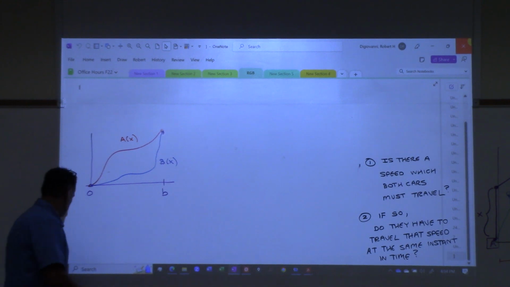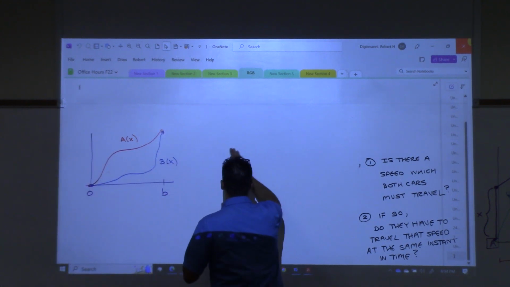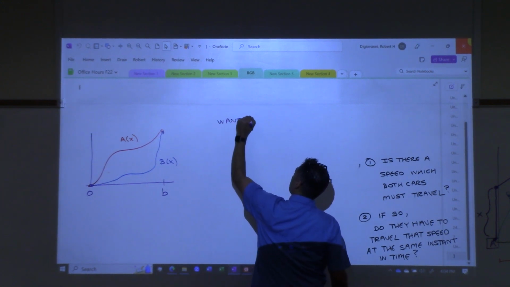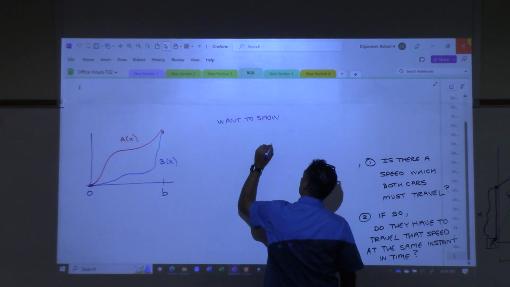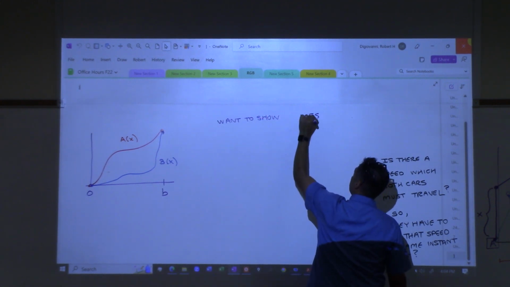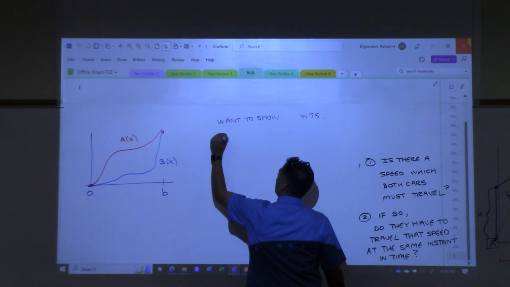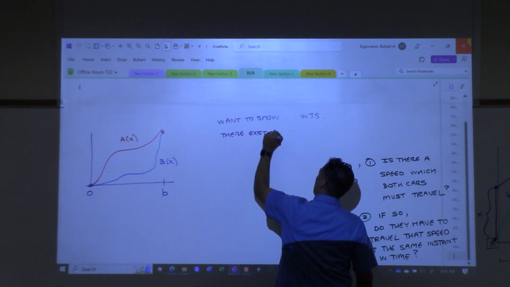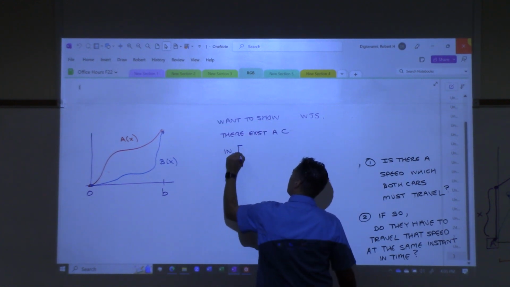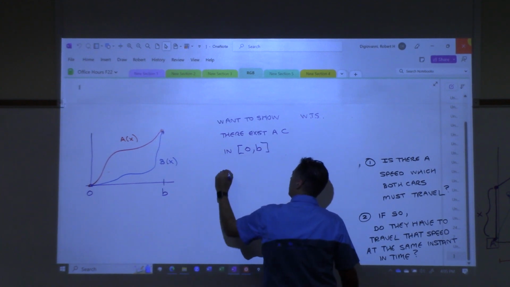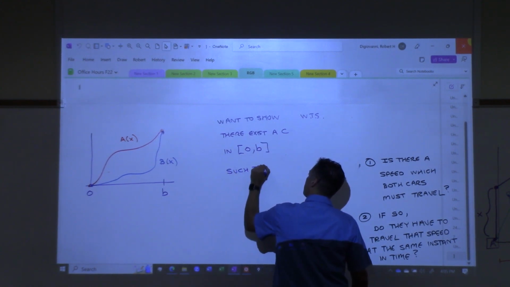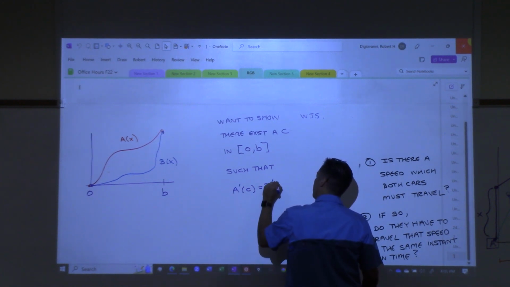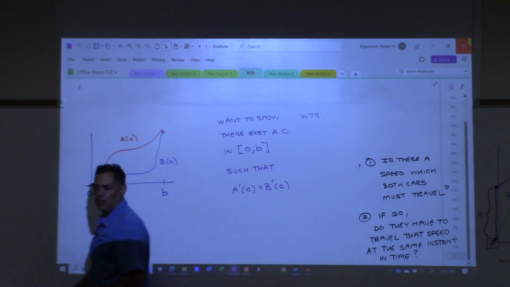Here's what I want to show you, and you'll have to tell me whether or not you agree with this as being enough. I want to show, normally in math we write just WTS for that, I want to show there exists a C in the interval (0, b) such that A prime of C equals B prime of C. Would that be enough if I could show that to you?